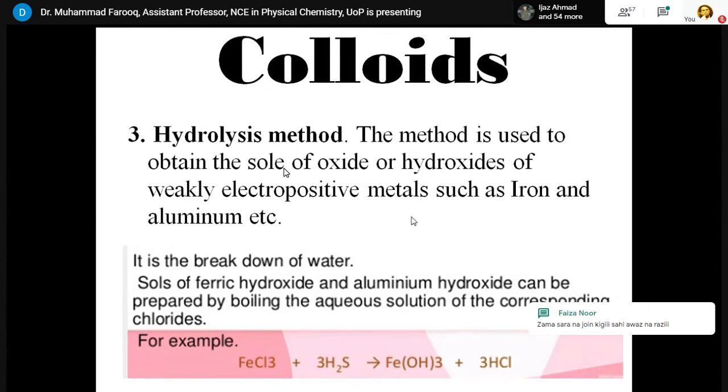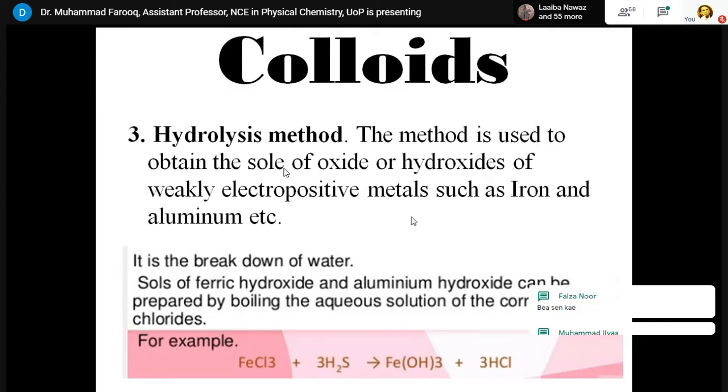So again, this is H2O. Sorry, this is H2O, because this is an aqueous solution. FeCl3 plus H2O, not H2S. So this goes to Fe(OH)3 plus HCl. Is this clear or not?